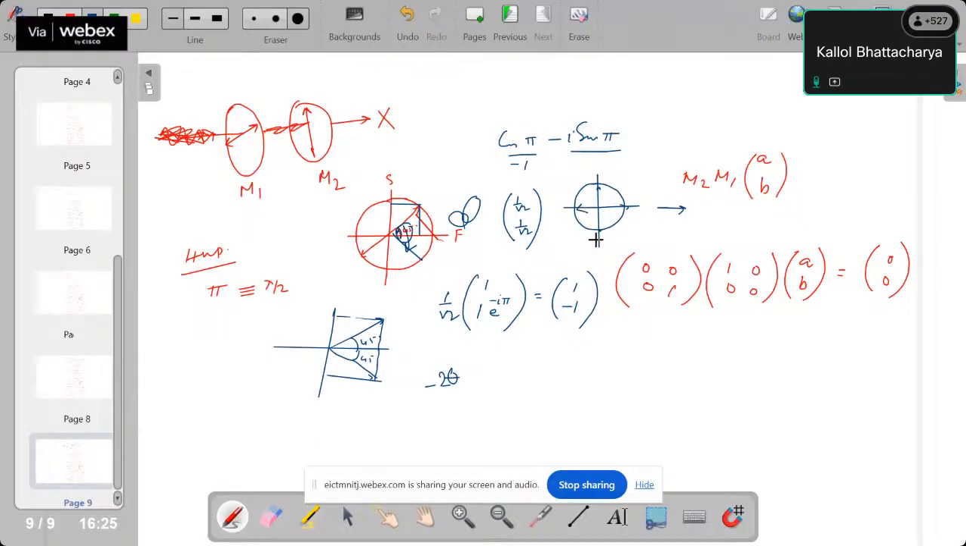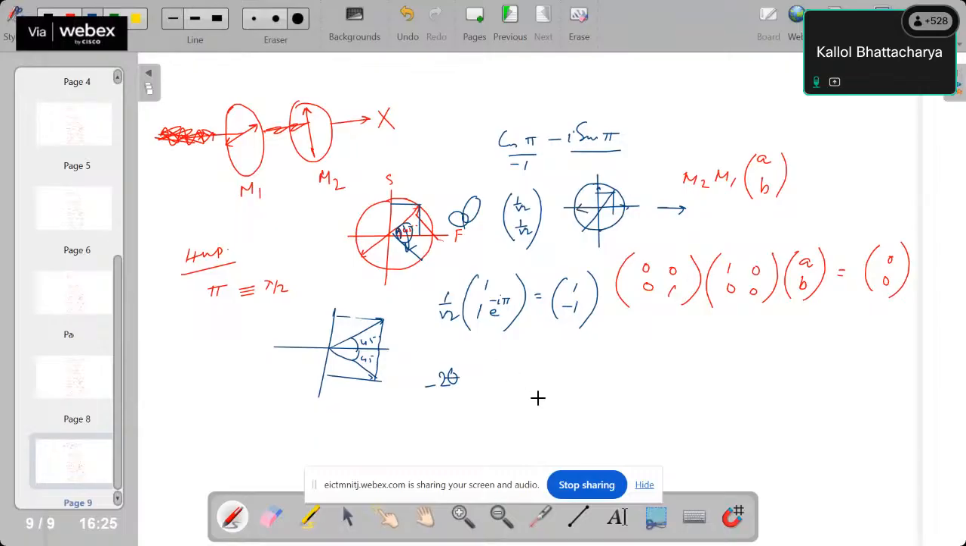So, if the input state of polarization is parallel to either the slow axis or the fast axis, then the same state of polarization will come out as the output, because only when you have two components, a phase difference between the two components can arise. Otherwise, no.